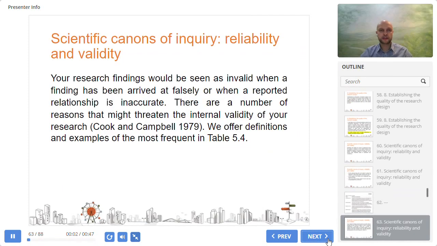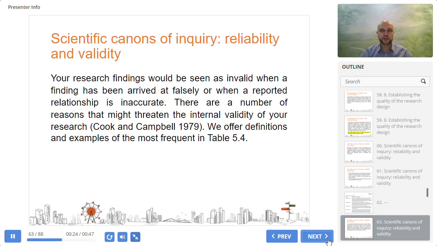Your research findings would be seen as invalid when the findings have been arrived at falsely or when a reported relationship is inaccurate. There are a number of reasons that might threaten the internal validity of your research. We offer definitions and examples of the most frequent in the next table on the next slide.